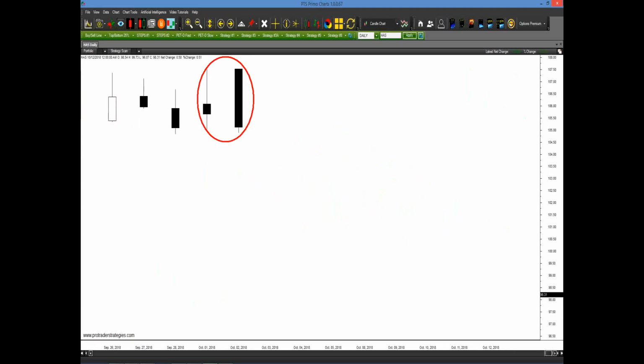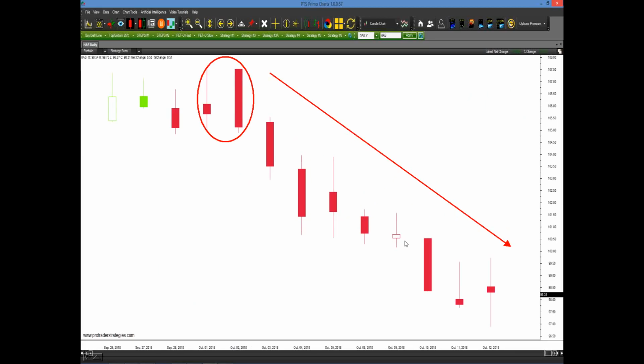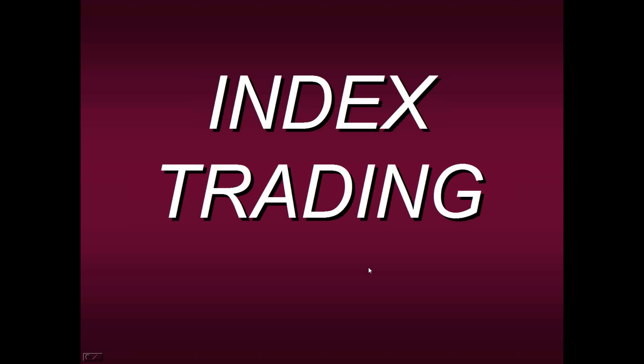Here's another example. We have a bearish engulfing pattern in HAS, okay? We apply the PET D and it is confirmed. Not a bad setup, right? Now we can also apply this to index trading.